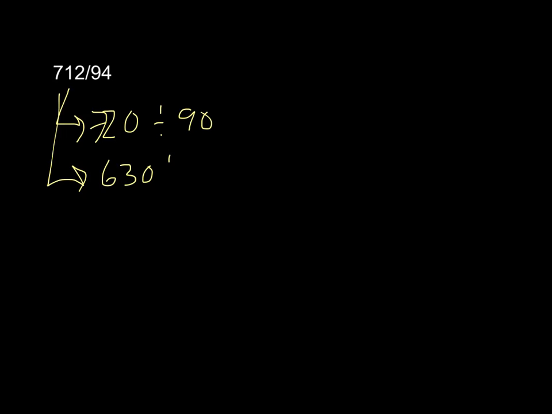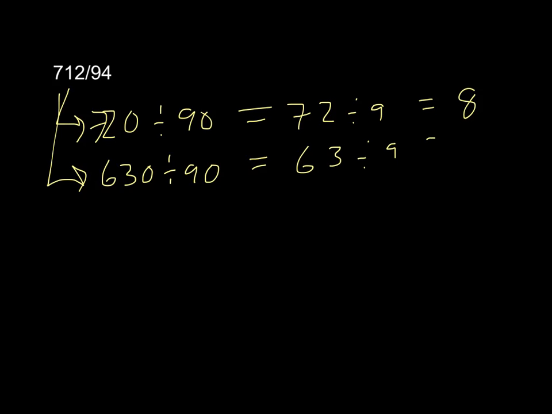Let's try 712 divided by 94. Again, I have two estimates. I can do 720 divided by 90, or I can go down and try 630 divided by 90. Here I'm using multiples of 9. This is the same as 72 divided by 9, and this is the same as 63 divided by 9. 72 divided by 9 is 8, 63 divided by 9 is 7. I'm doing both so that you can see the difference.